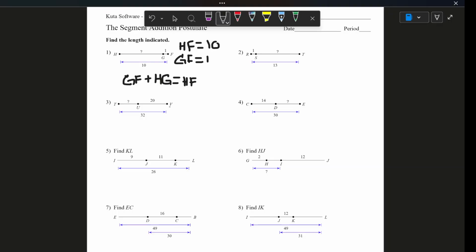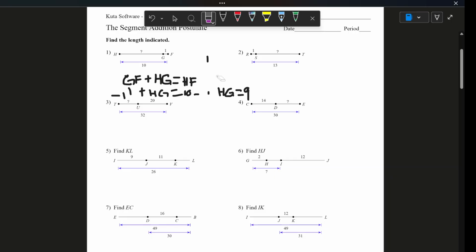Now all we're gonna do is plug numbers in. We know GF is 1, so 1. We don't know HG, so we leave it as HG. And then we know HF, which is 10. So now all we're going to do is subtract 1 from both sides to get HG by itself. And once you do that, you'll get HG equals 9. And that's HG.